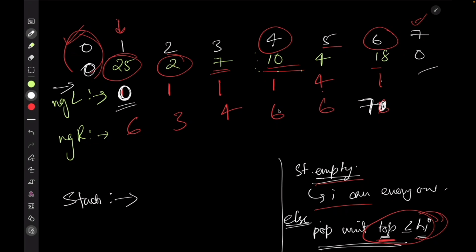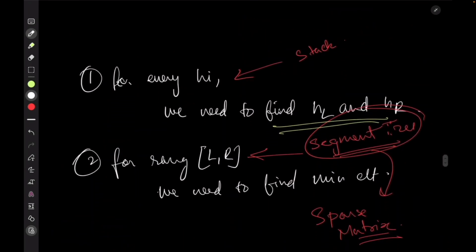Now our other problem is to find the minimum in the range L to R. That we can do using a segment tree. So suppose we have a segment tree. We need to create a segment tree for an array of size 3. Suppose it is 2, 1, 7.